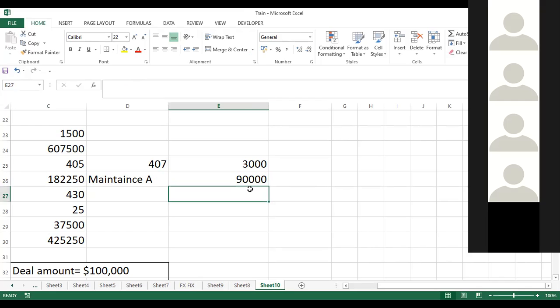That means this entire 182,250 minus 90,000 is the amount you need to put into your initial margin account again. So that is how it will be. This amount you need to put in the moment it goes below 90,000. This is just an example I'm telling you.